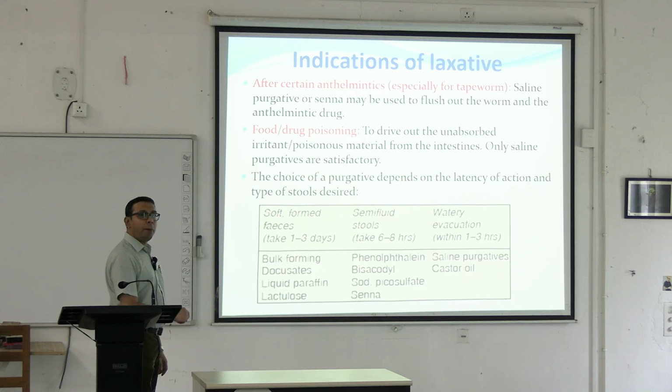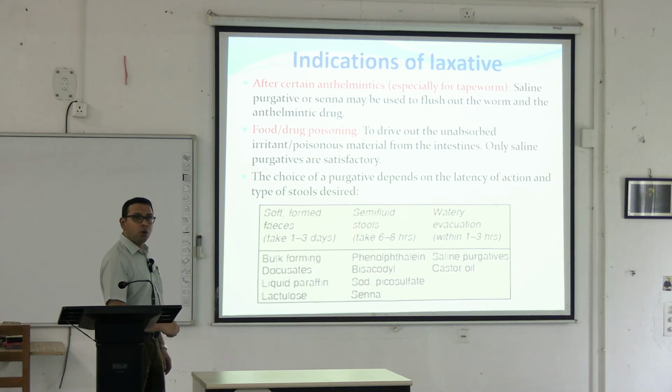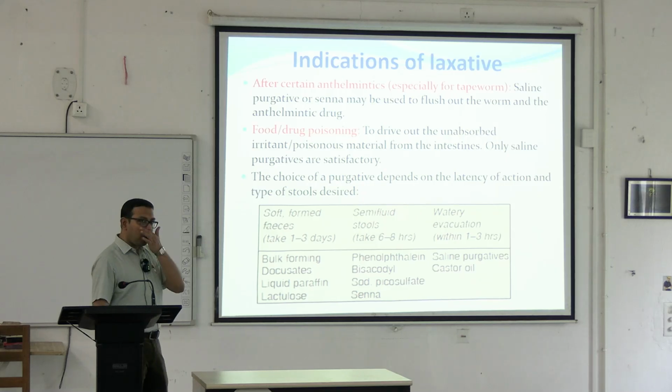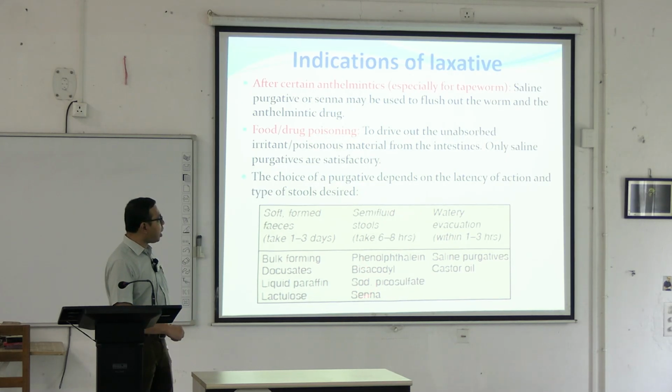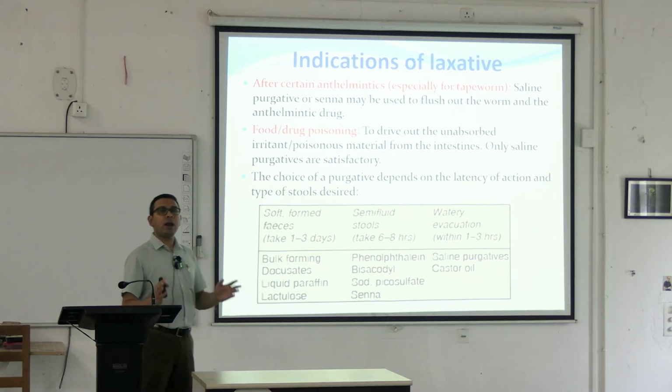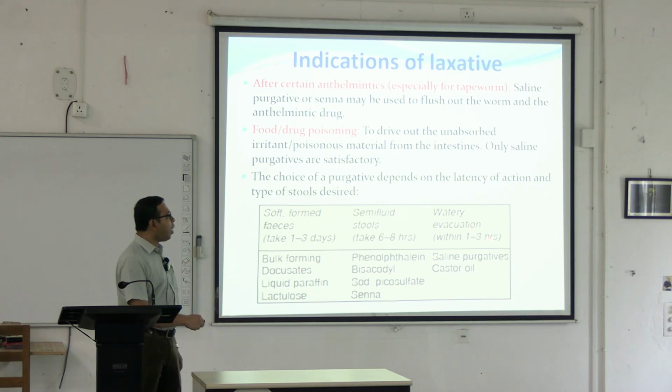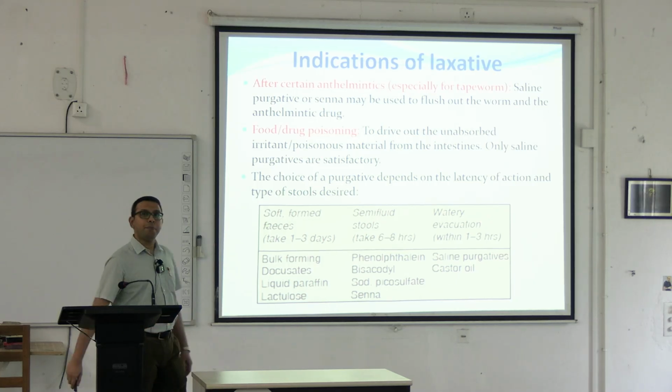For soft formed feces, usually 1 to 3 days is required when we are using bulk forming agents, docusates, liquid paraffin or lactulose. Semi-fluid stools usually take 6 to 8 hours, when we are using stimulant laxatives like bisacodyl, sodium picosulfate, senna, phenolphthalein, etc. And watery evacuation, diarrhea, within 1 to 3 hours can be obtained when we are using castor oil or saline purgatives.